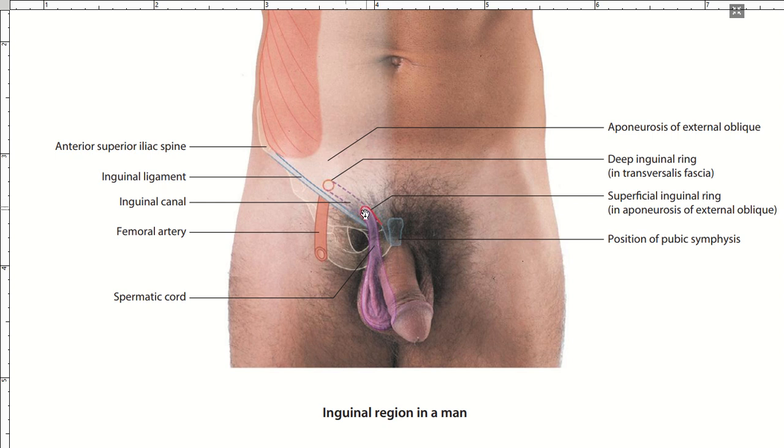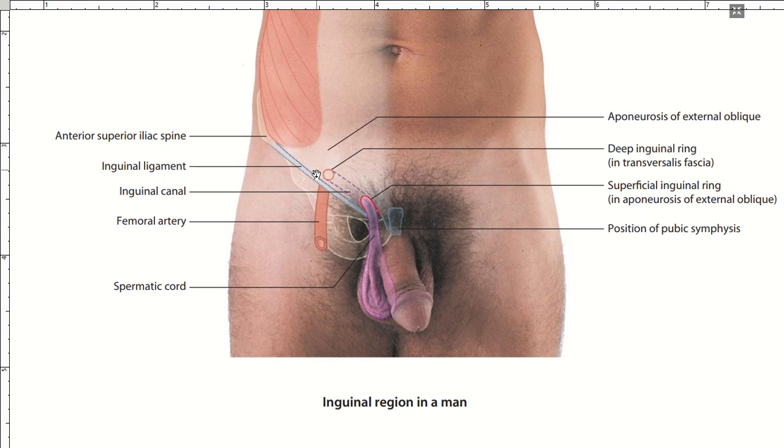You have a canal that connects the deep ring to the superficial ring. This is what we call the inguinal canal. The inguinal canal is oblique, parallel to the inguinal ligament, and about 4 centimeters long. Now, let's look deeper. In the male, the major content of the inguinal canal is the spermatic cord, which attaches to your epididymis as well as your testis. Good. Let's take a look at the female.